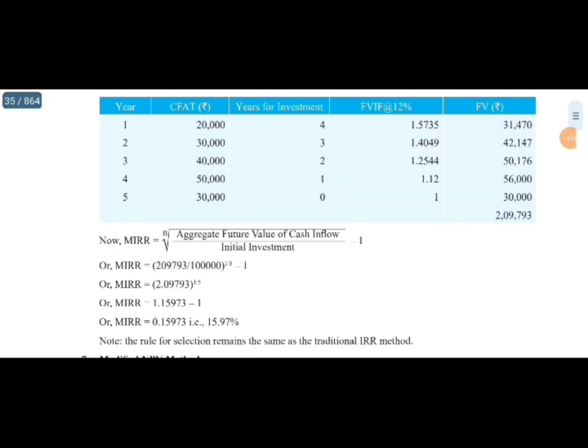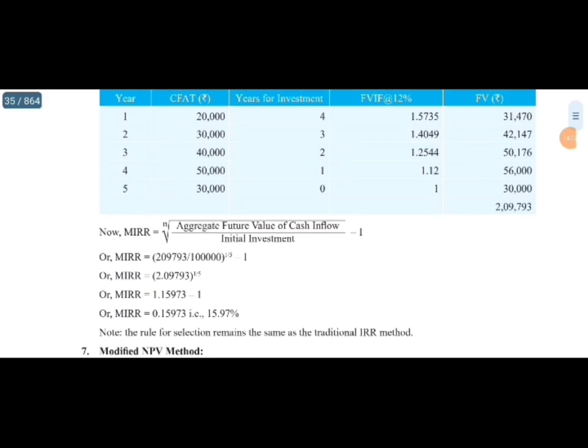Similar to the traditional IRR method, the only difference is we have to find the future value for the reinvestment years. That is the remaining life of the project.